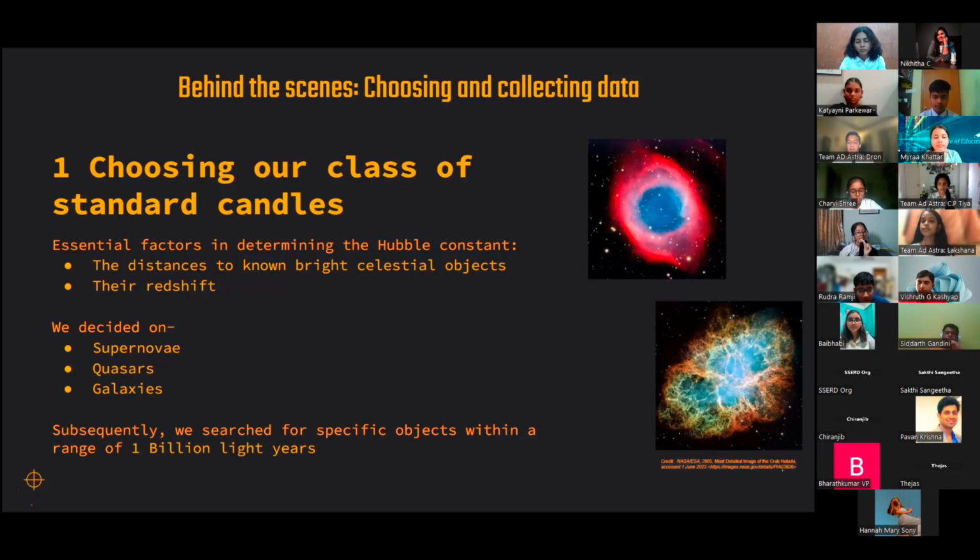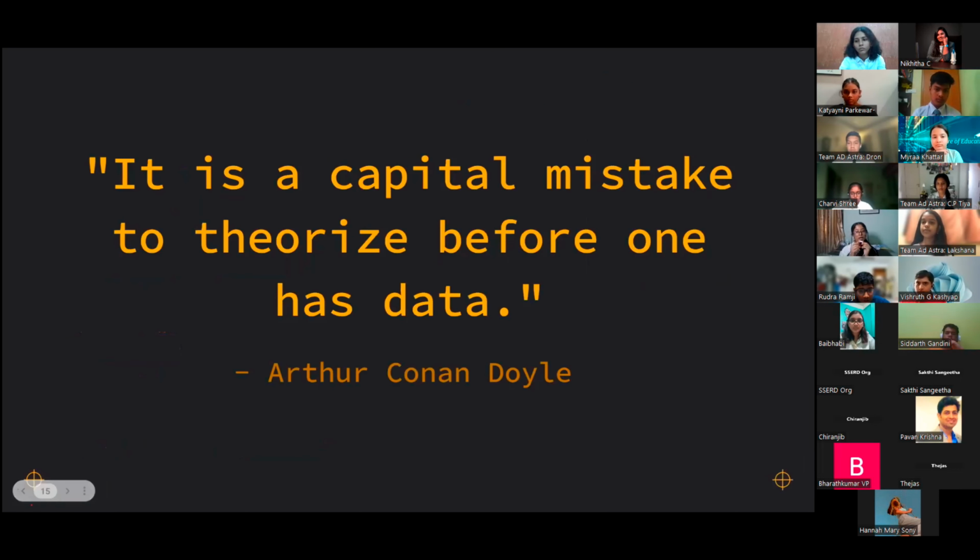After completing this, we began searching for specific celestial objects, all within a distance range of 1,000 million light years, or 1 billion light years. We chose this specific distance range because we realized that we couldn't use the redshift method of calculating distances effectively beyond that extent. "It is a capital mistake to theorize before one has data." This is a quote by Arthur Conan Doyle that could give us an insight into the next slide.